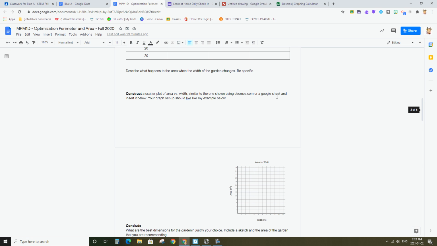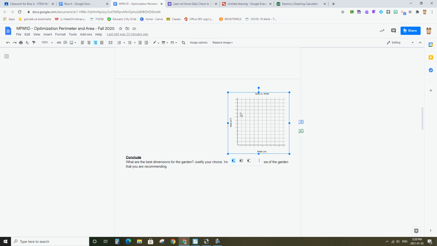Or the other option is to use Google Sheets, and you used Google Sheets for project 2 when you created your graph, so you should already know how to do that. So use one of those two options to create your graph. You will get rid of what I have here, this image, and put in your own. And then there's a conclusion.